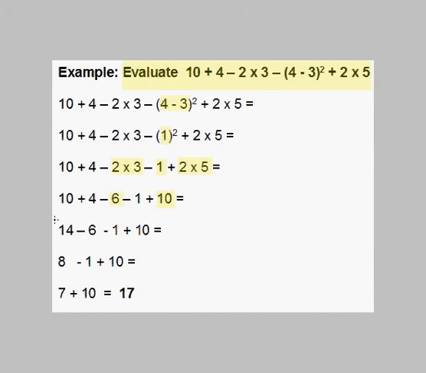The 10 plus 4 makes 14. In the next step, we take 14 minus 6, and that gives us 8. Then we take 8 minus 1, and that gives us 7. And that finally leaves just 7 plus 10, and that gives us our answer of 17.